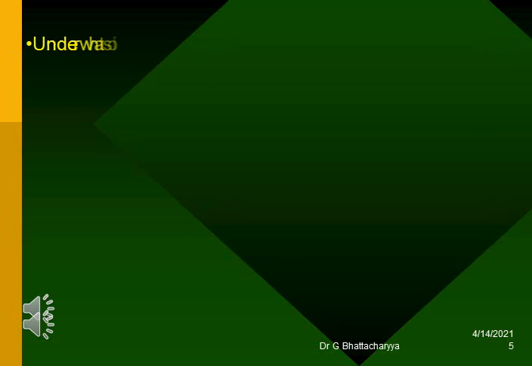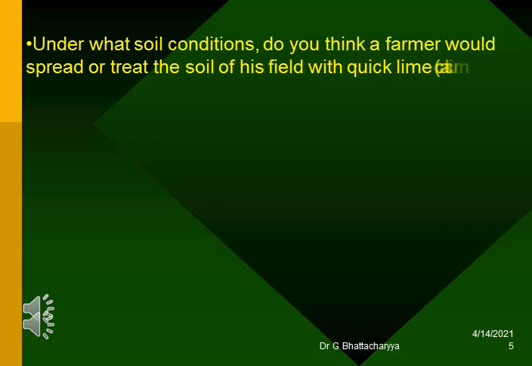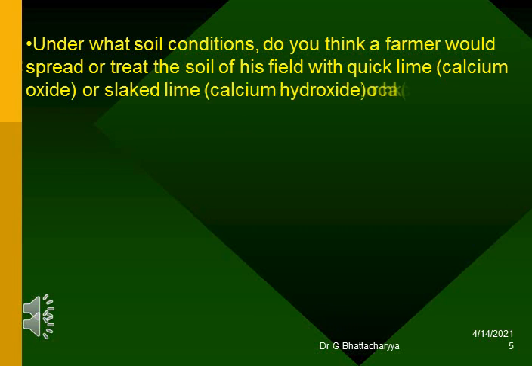Under what soil conditions do you think a farmer would spread or treat the soil of his field with quicklime, also called calcium oxide, or slaked lime, also called calcium hydroxide, or chalk, also called calcium carbonate?